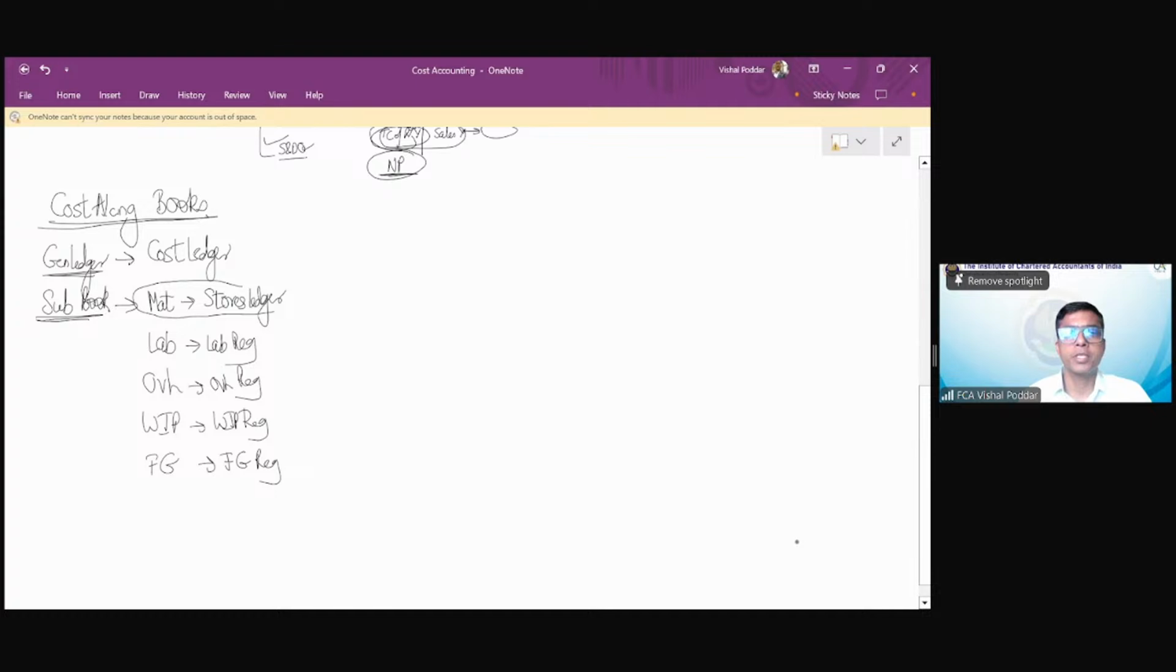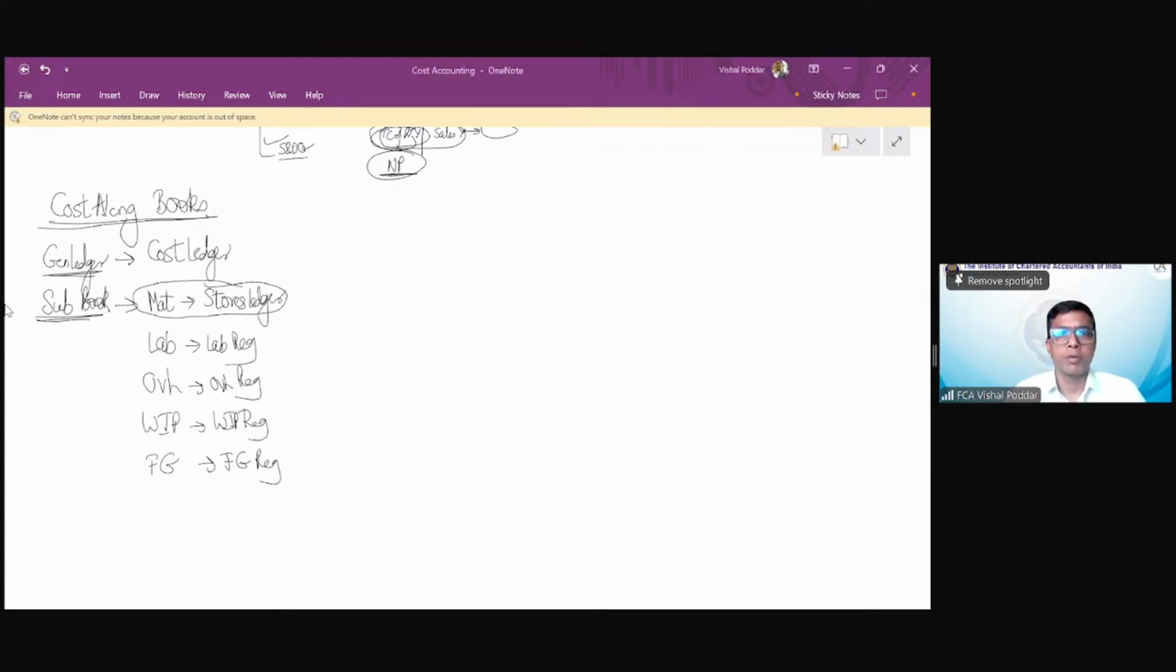Students, I'm sure you all have seen the stores ledger. Do you all remember the stores ledger? Anybody recall what is stores ledger? What have you seen in stores ledger? Okay, correct. So, what do you recall doing in stores ledger?